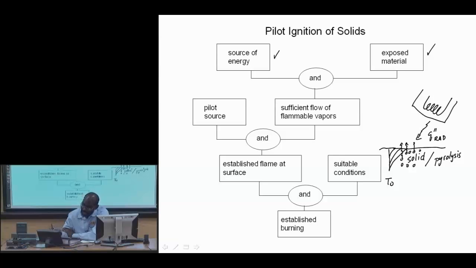Now, it may not be the case that the lamp or heater is what actually causes the ignition process. We might imagine, again, that just like we did with the liquid ignition problems, there's some sort of electrode or some sort of external flame that sits above the system. So this is our pilot source.